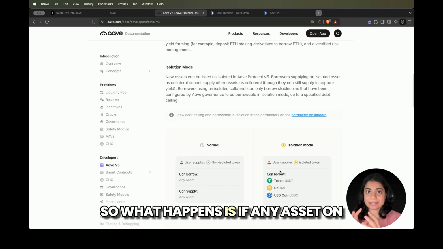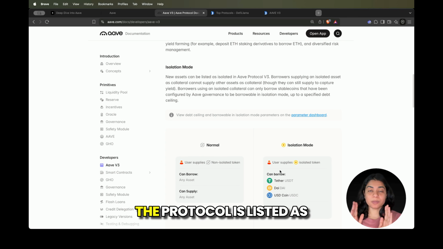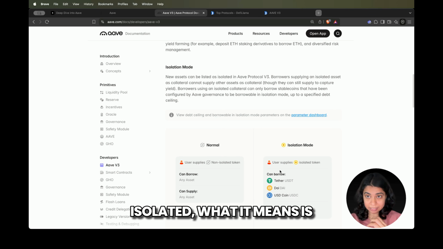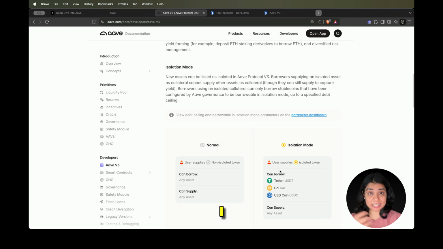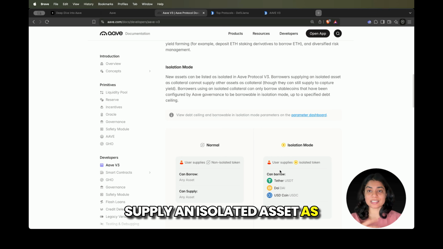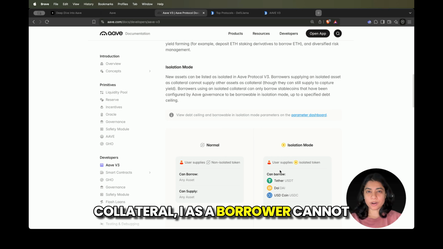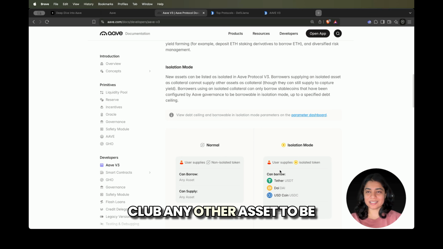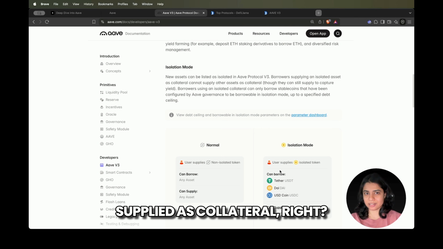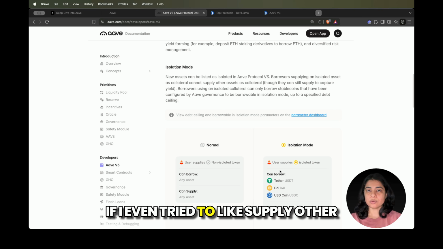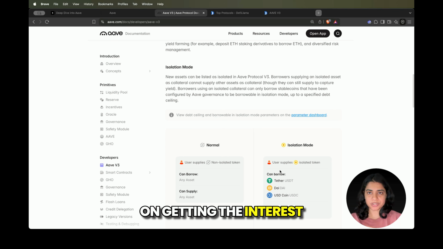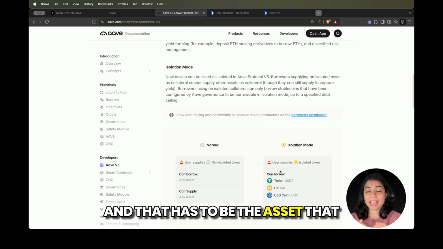So, what happens is if any asset on the protocol is listed as isolated, what it means is if I supply an isolated asset as collateral, I, as a borrower, cannot club any other asset to be supplied as collateral, right? If I even try to supply other assets, I'll keep on getting the interest rate on top of it, but I cannot use them as collateral.